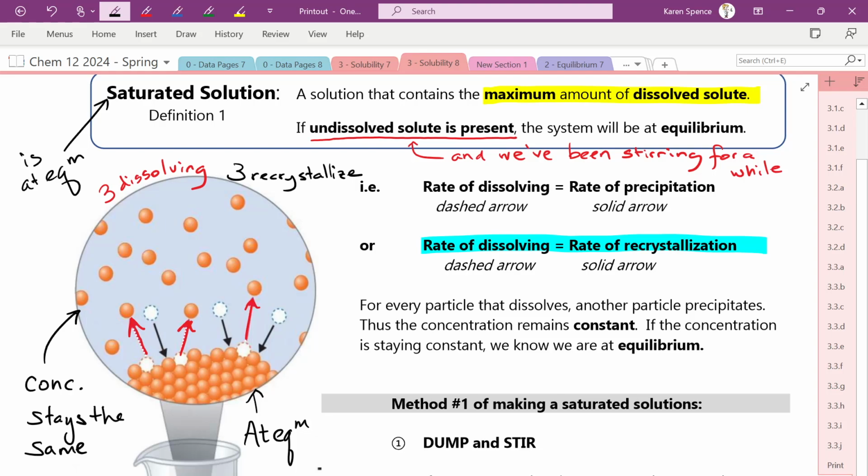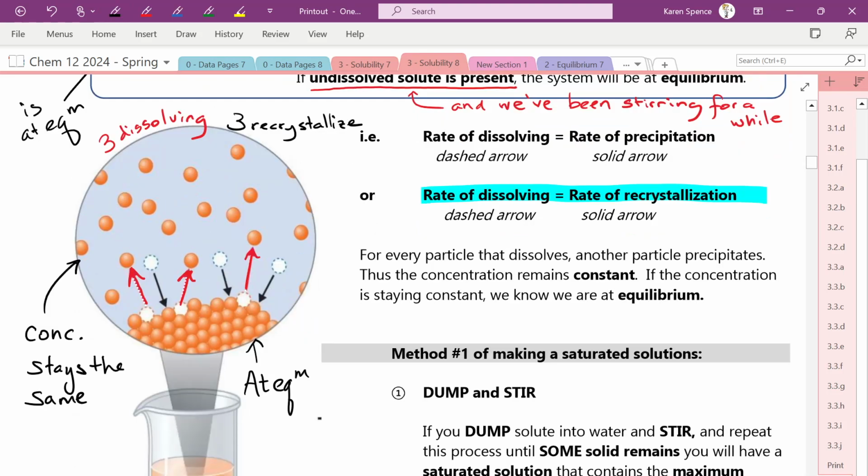This is why I call it the dump and stir method, because you dump in the solute and then you stir it. And then you just keep doing that until you have some undissolved solute staying there, even though you stirred it for a while. So that is our dump and stir method.